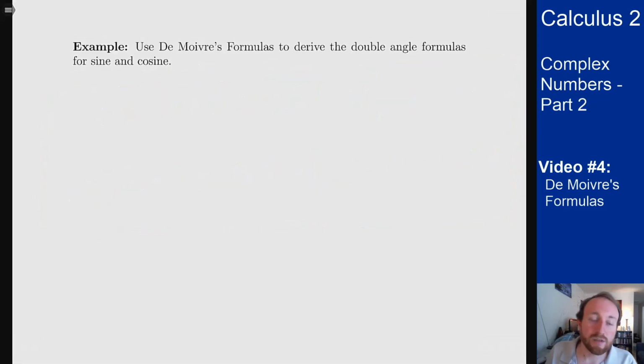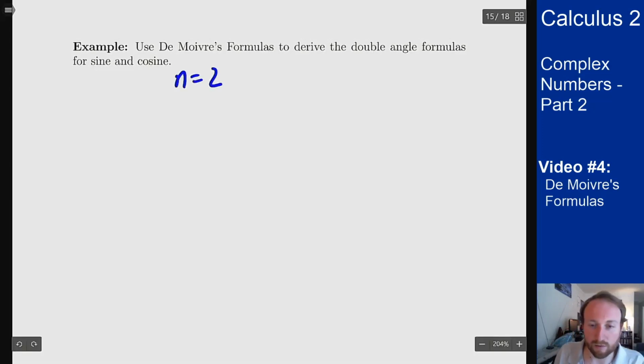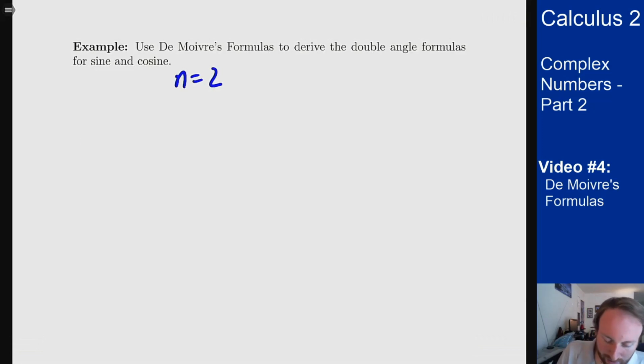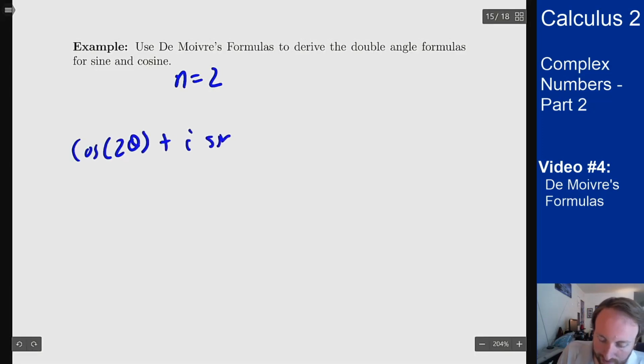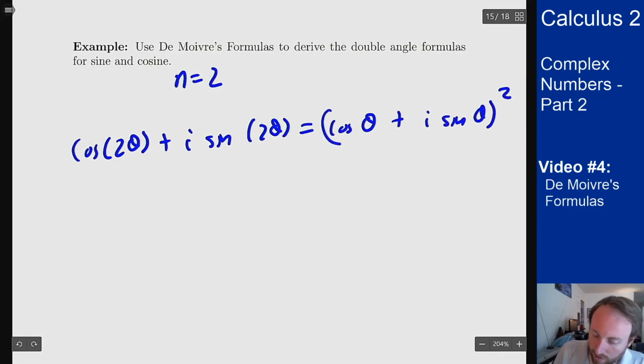One of the main ways you can use this is to derive double or triple or quadruple angle formulas for sine and cosine. Let's do the double angle here because you've seen these formulas before, but you can also use them to derive triple angle formulas as well in the same sort of manner. So the point is, if we set n equals 2 in the first de Moivre's formula, we get that cosine of 2 theta plus i sine of 2 theta equals cosine theta plus i sine theta all squared.